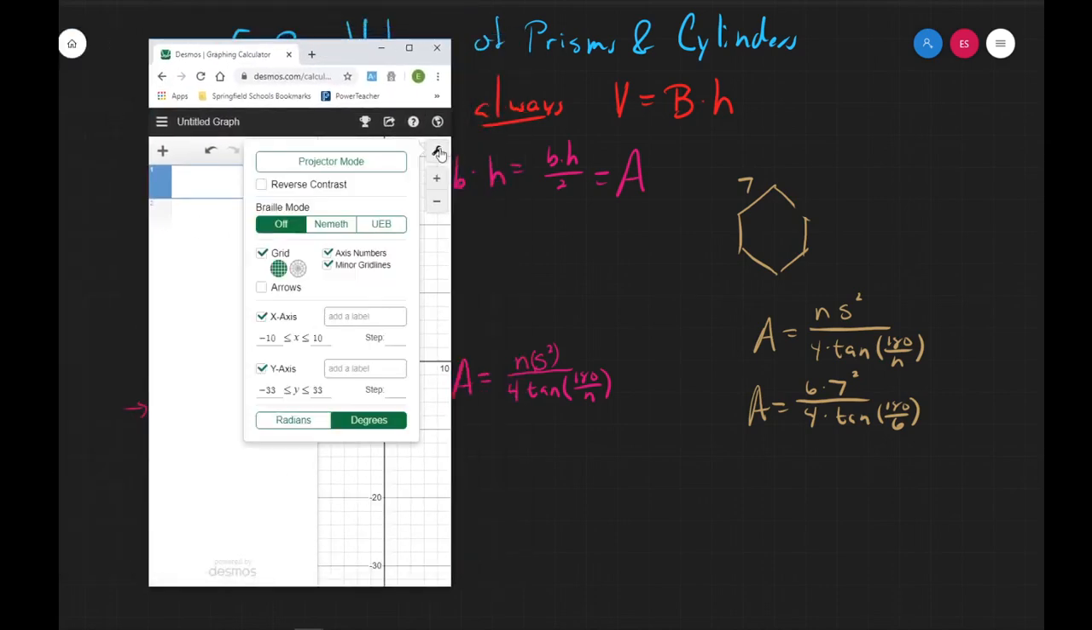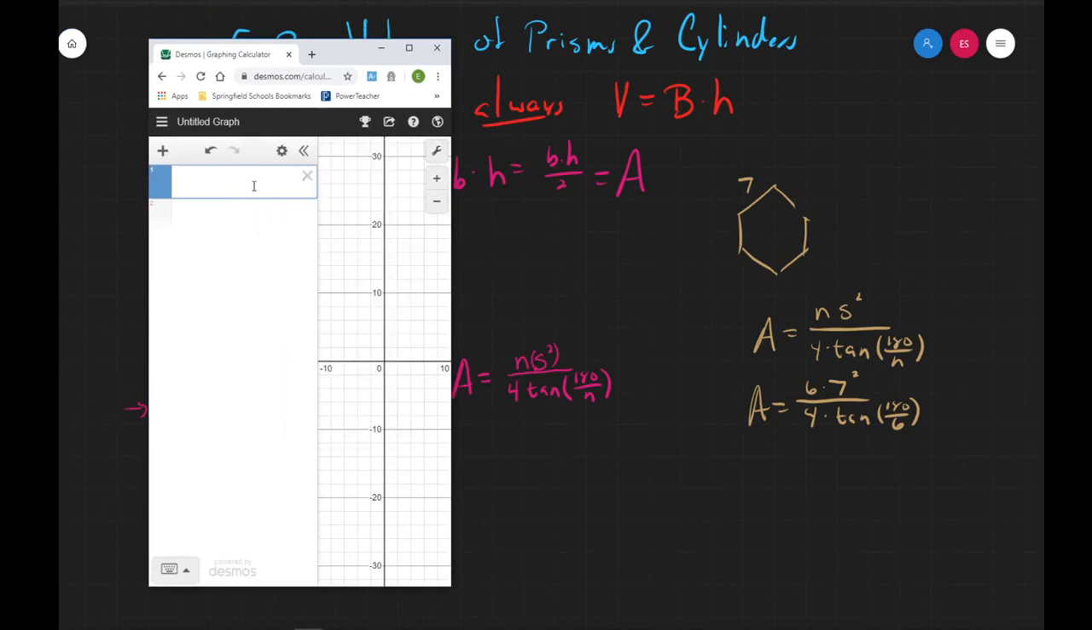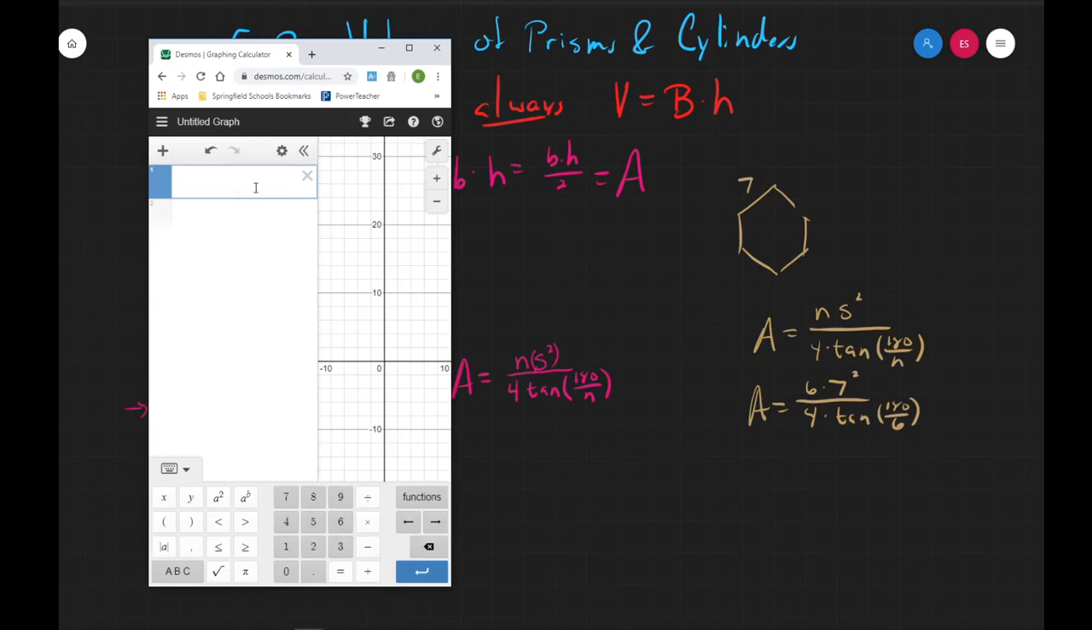Again, we go into our settings, make sure that we are in degree mode, make sure that degrees is filled in, because we are using degrees here. So we plug into Desmos just like it looks in our fraction. Because we're making a fraction, we're going to put parentheses around the top. So 6 times 7, and we want to square that number. Finish our parentheses because we're done with the top.